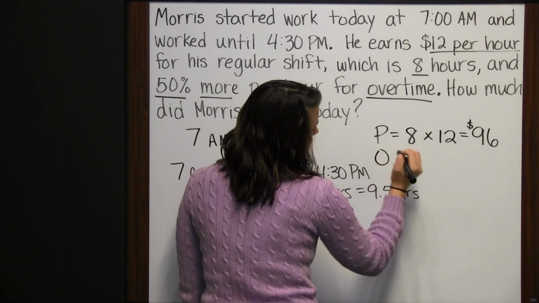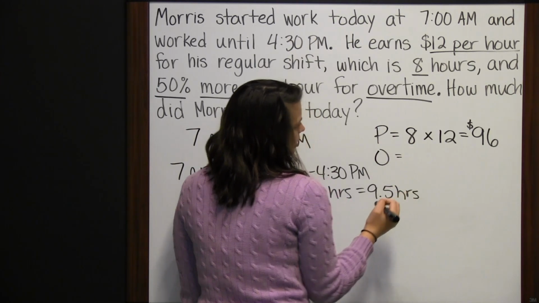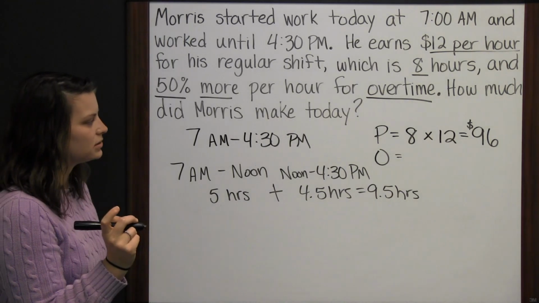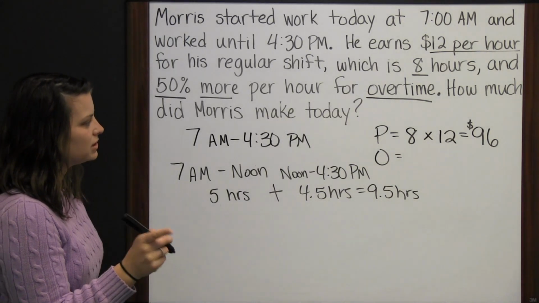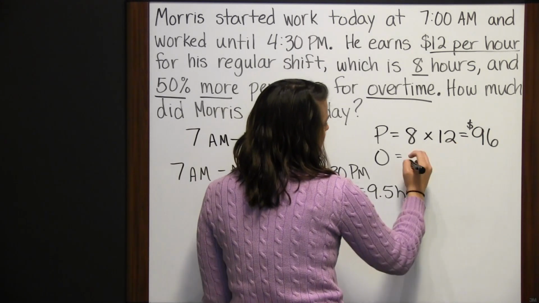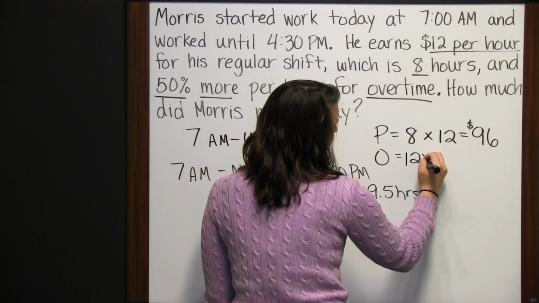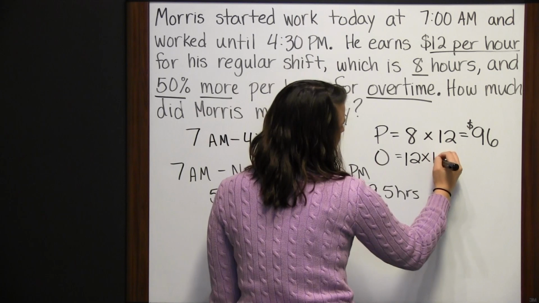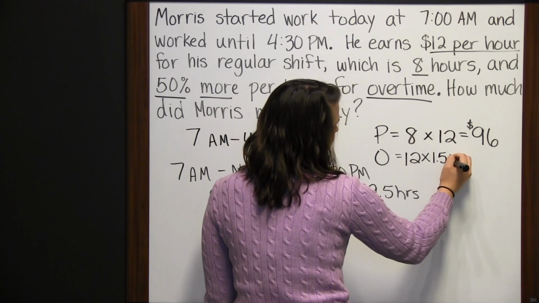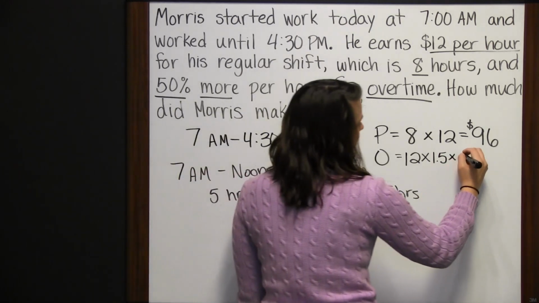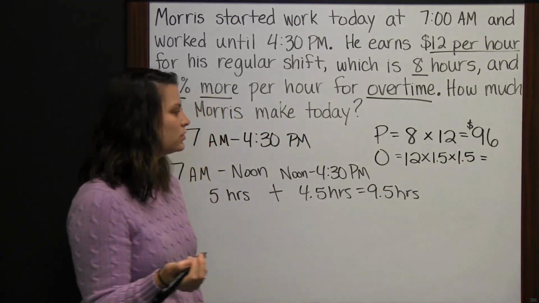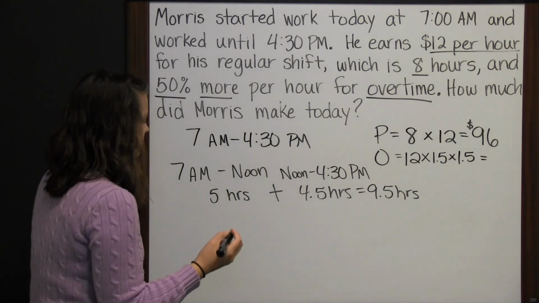But then for overtime, he makes 1.5 times as much as he made for his regular shift. So 12 times 50% more, which would be 1.5, times he worked that for 1.5 hours. So first I'm going to multiply 12 times 1.5.